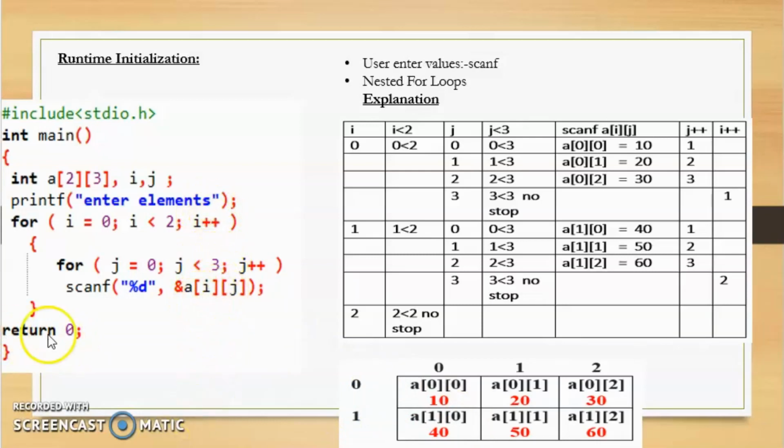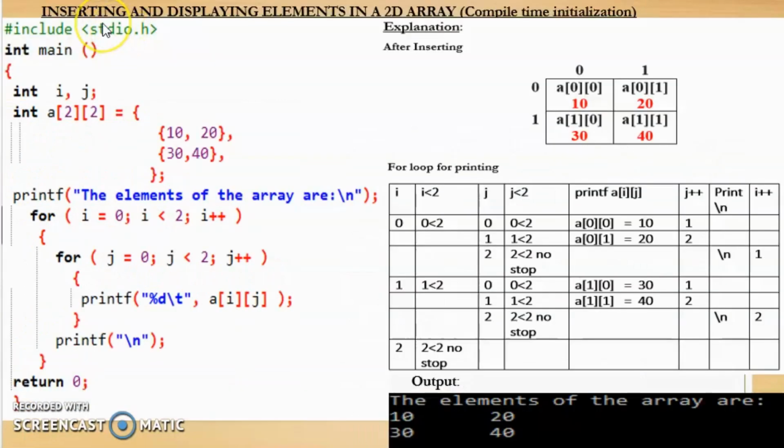Finally, we've written this return 0 statement because we've written int main, and main returns an integer value. So next we'll see the code of how to insert and display elements in a two-dimensional array using compile time initialization. Compile time initialization means we first assign the values before we run the code.